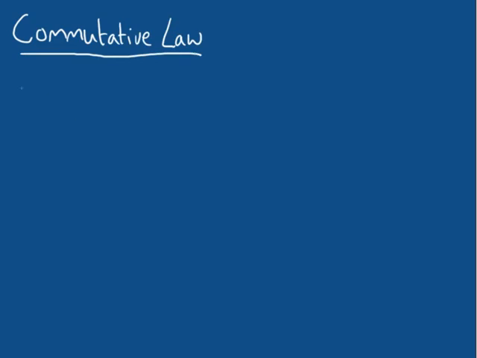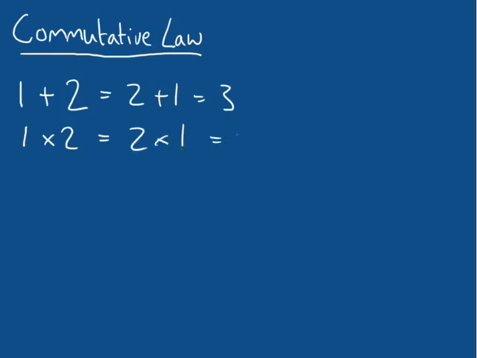For example, if I was taking two numbers and adding them together, 1 plus 2, I can switch these guys over and I'll get the exact same result. So 1 plus 2 is the same as 2 plus 1. And looking at this really basic example, we know that 1 plus 2 equals 3. We know that 2 plus 1 equals 3. So we know that we can switch those over. It also applies to multiplication, so 1 times 2 can be switched to 2 times 1. Again, we know that both of those evaluate to 2.